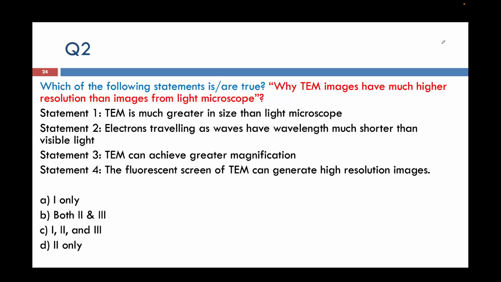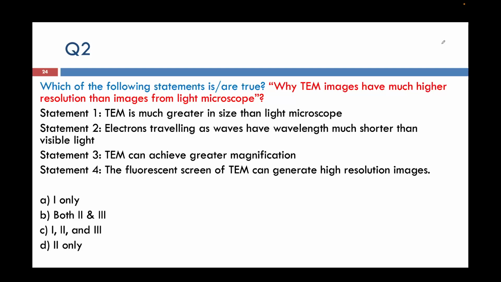Okay, so the second question is, which of the following statements is true? Why do TEM images have much higher resolution than images from a light microscope? Statement 1: TEM is much greater in size than a light microscope. Statement 2: Electrons traveling as waves have wavelength much shorter than visible light. Statement 3: TEM can achieve greater magnification. Statement 4: The fluorescent screen of TEM can generate a high resolution image. Which are the correct statements? Can any one of you tell? Anyone? Okay, we'll go through that.